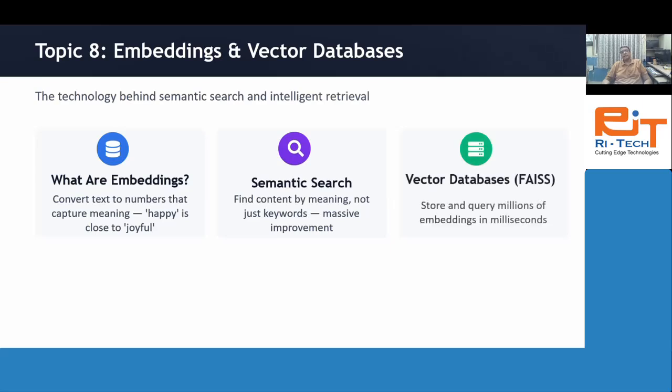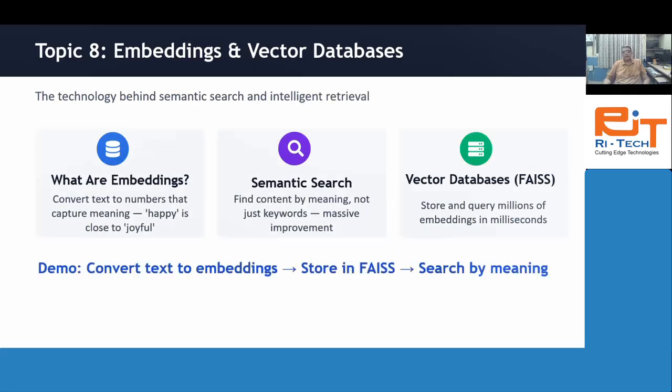Vector databases store and query millions of embeddings in milliseconds. That is the power of vector databases, and we'll cover everything about them. We'll also do a demo here: convert text to embeddings, store it in vector databases, and search by meaning.